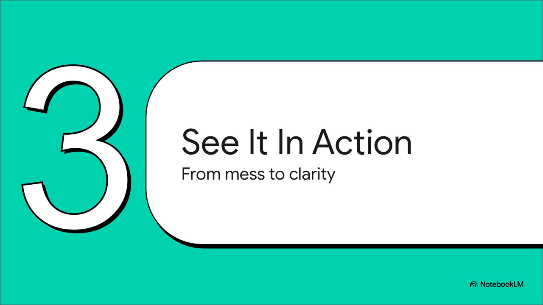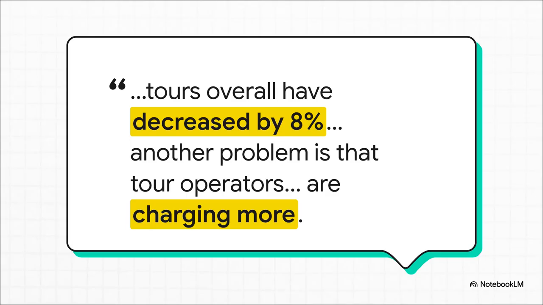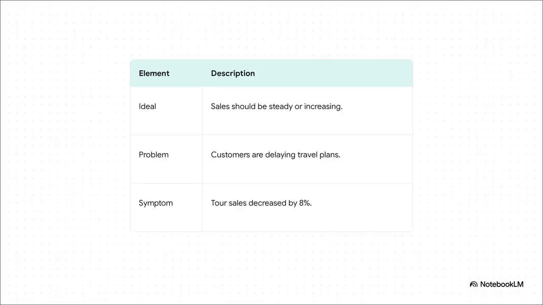All right, enough theory, right? Let's get our hands dirty and see how this blueprint actually works in the real world. We're going to take a jumbled mess of notes from a struggling little tour company and use our framework to turn it into something powerful and clear. So this is the before picture. It's a classic brain dump. You've got data points, different problems, random observations all mashed together. It's honestly hard to tell what the main thing is. It's just confusing.